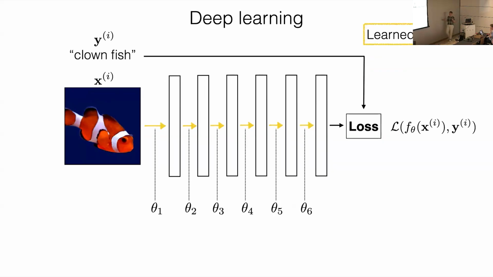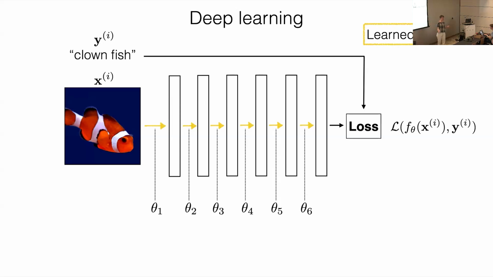So we talked about how you now have these layers and you're going to learn these parameters. Every one of these arrows is a function, a function you're going to learn. And these functions are parameterized by the different layers. So here, theta 1 is the parameters of function 1.